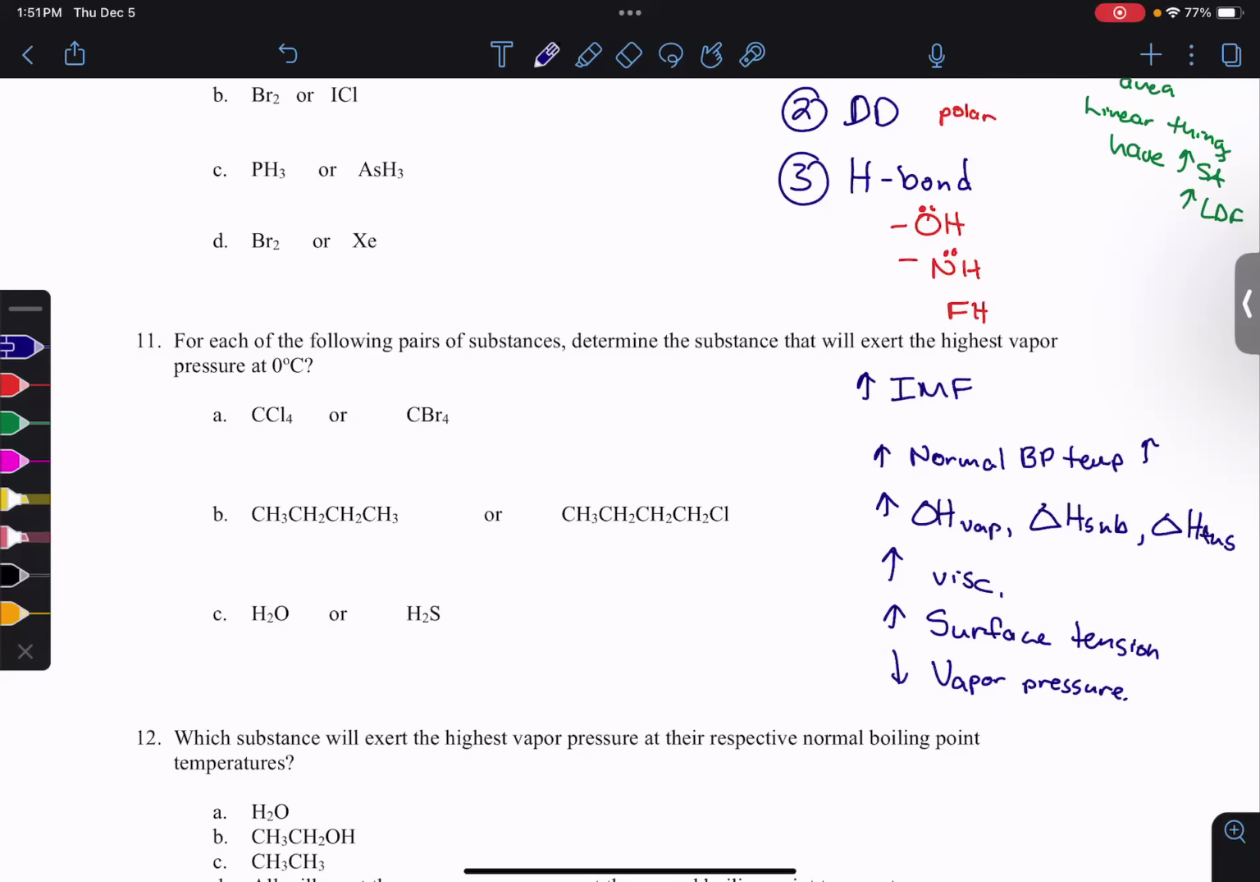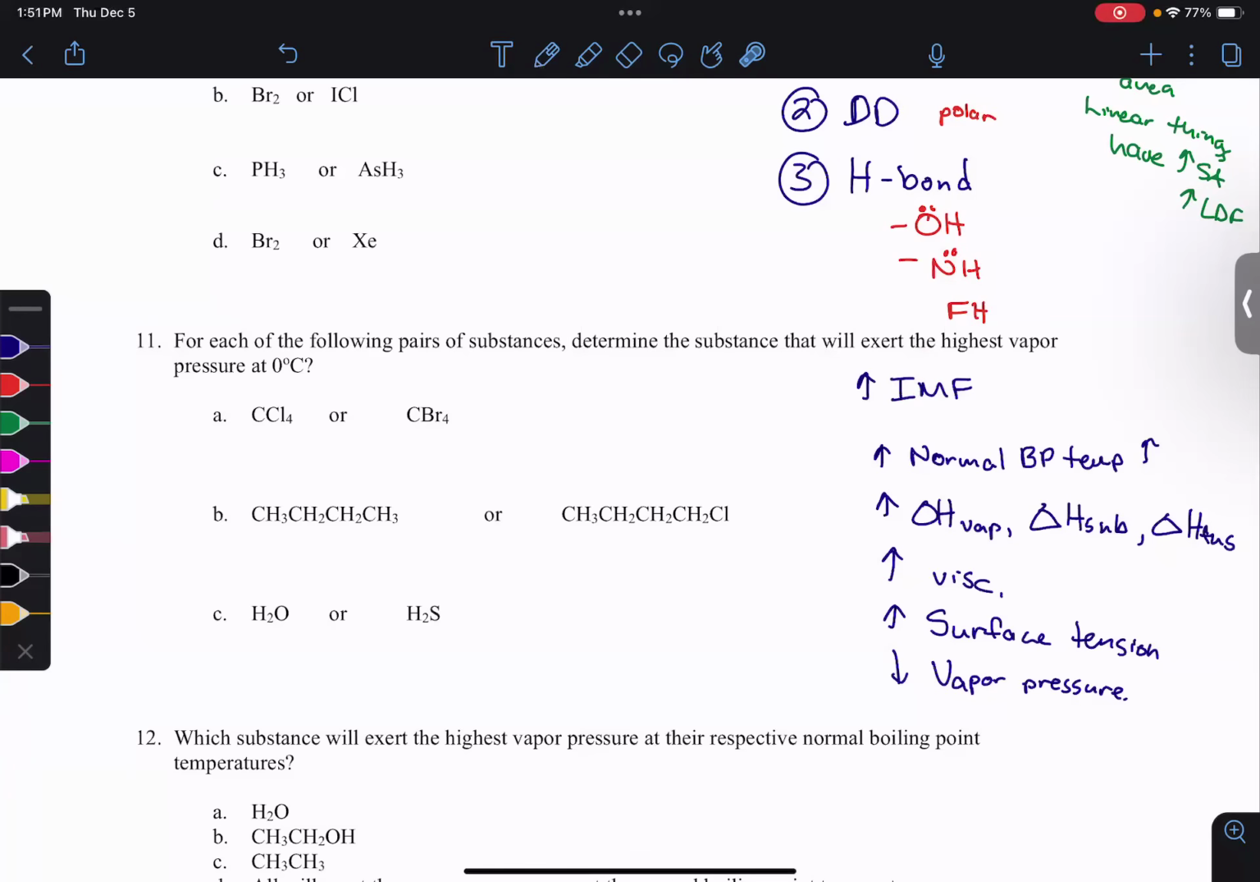So yeah, basically if we ask about any one of these properties, all of it just comes back to intermolecular forces. If I ask you which one has the greater viscosity, what are you actually looking for? IMFs. If I ask you which one has the highest vapor pressure, you're actually looking at IMFs. That's it, right? So all of it comes back to IMFs.